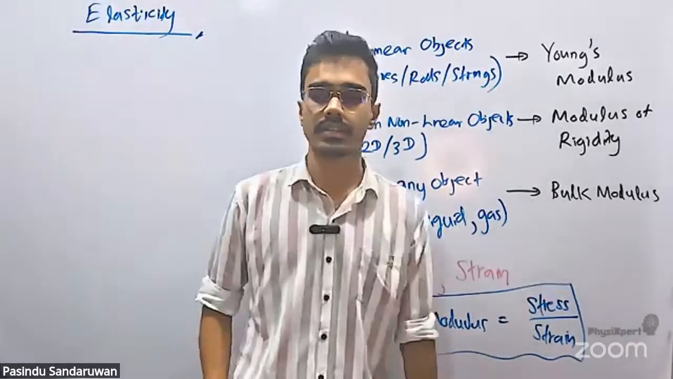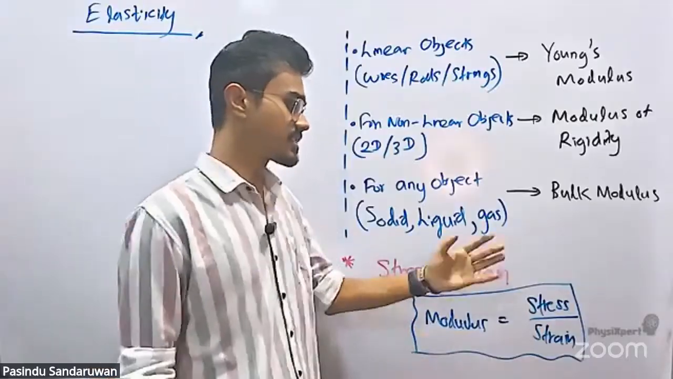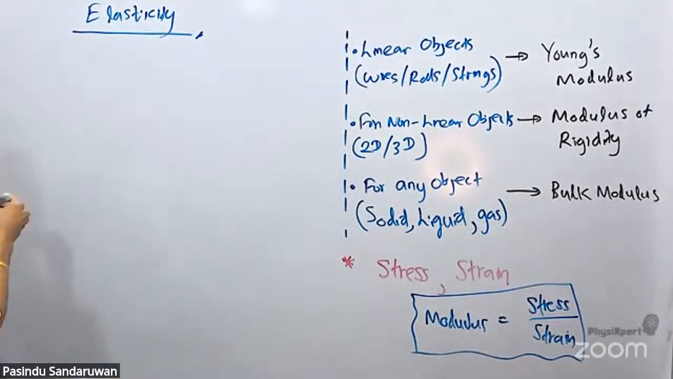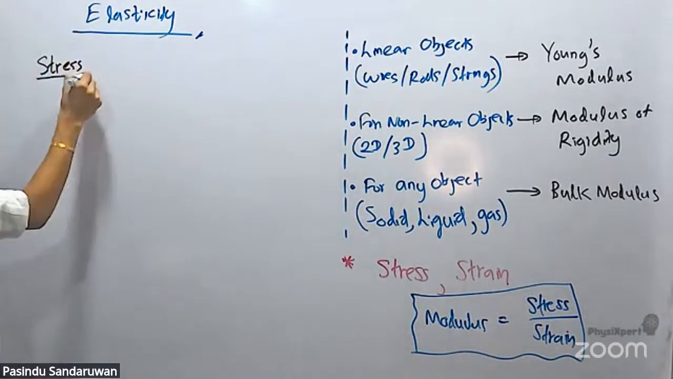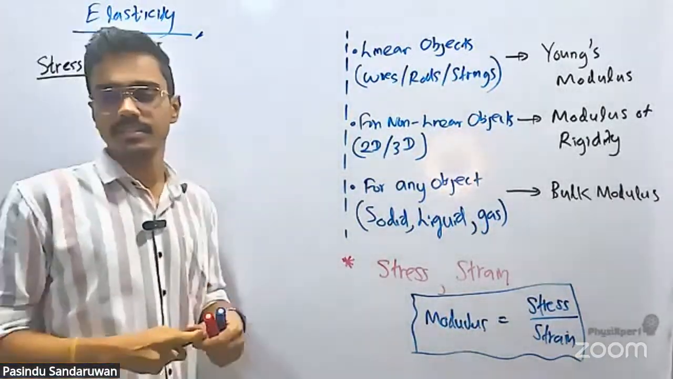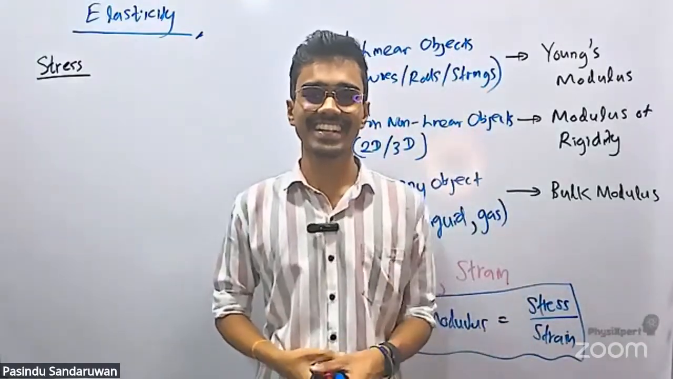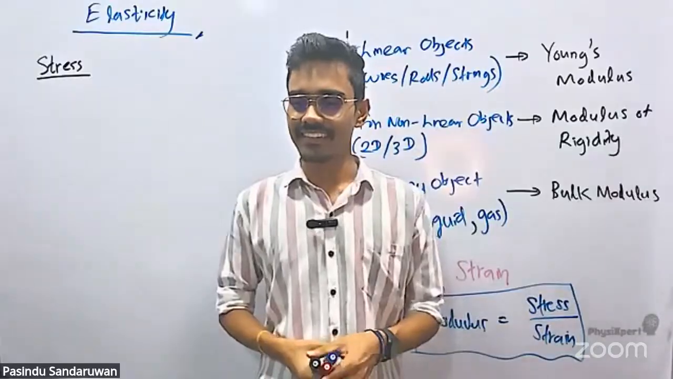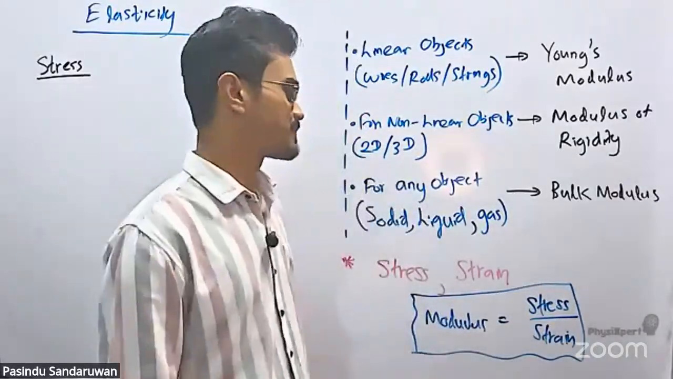Okay, right. Now, as the next heading, write down stress. This is not the stress we have. This is the stress the objects have, right? Stress. Okay, listen.